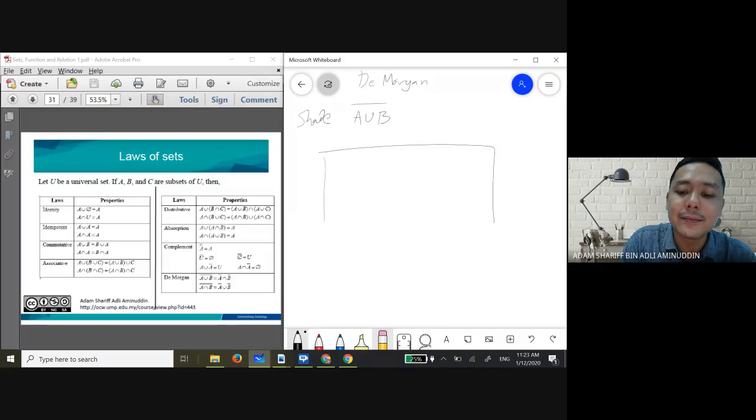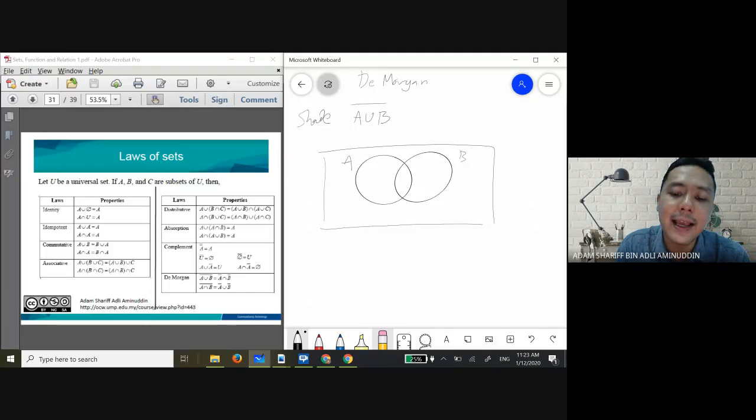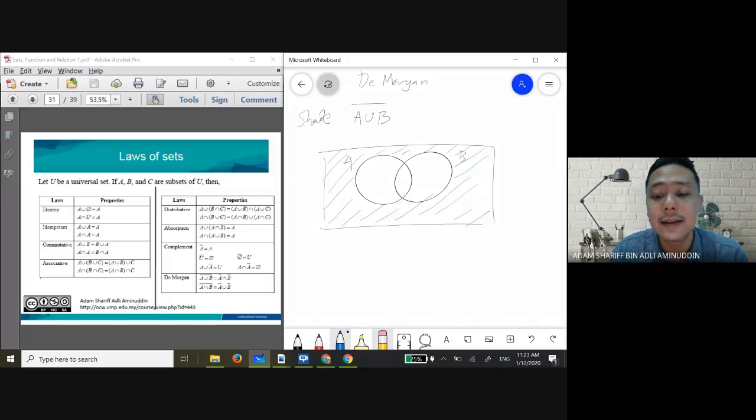Boleh tak kamu buat? Kita ada dua set. Okay, where is A union B? This is A and this is B. Where is A union B pelengkap? Complement. Selain A dan B. Yang luar. Di luar betul. Okay. There are some student who can do this directly. Ada juga student yang dia susah nak terus buat. Apatah lagi kalau melibatkan 3 set.